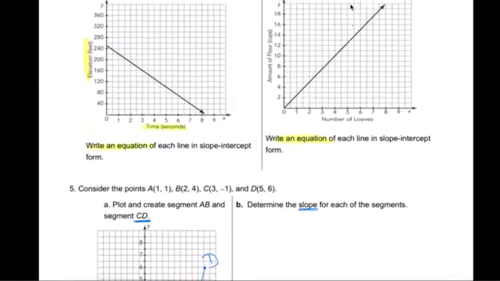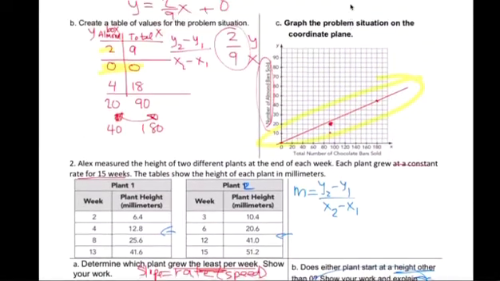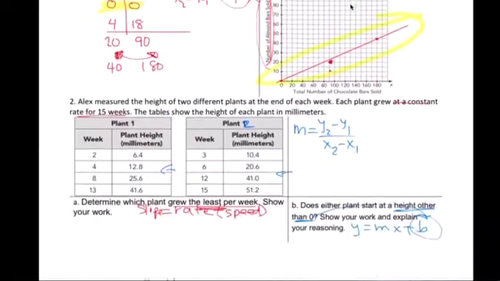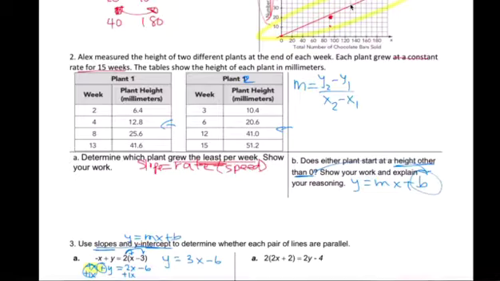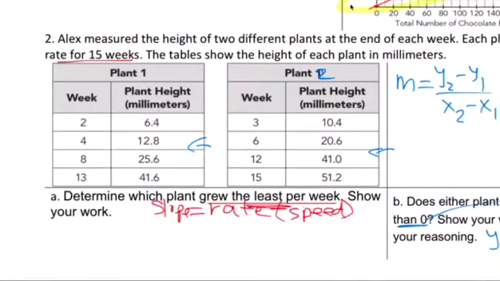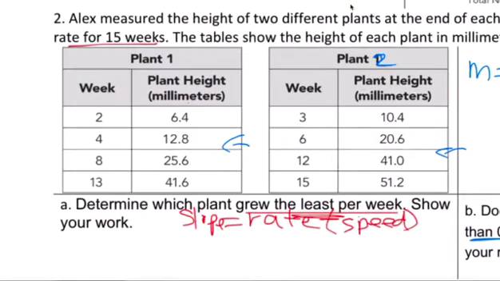The other part is your review for the quiz. Make sure you do this. Starting with number 2, you first need to find the slope by doing y sub 2 minus y sub 1 over x sub 2 minus x sub 1. It says determine the rate at which plant grew the least per week.